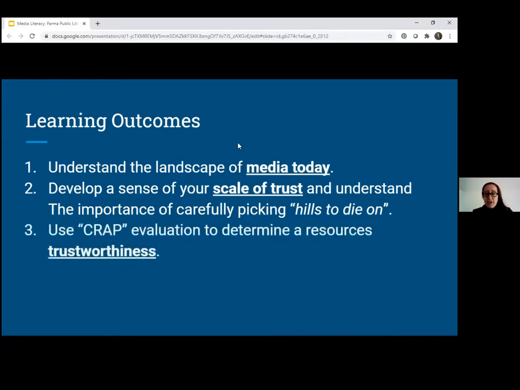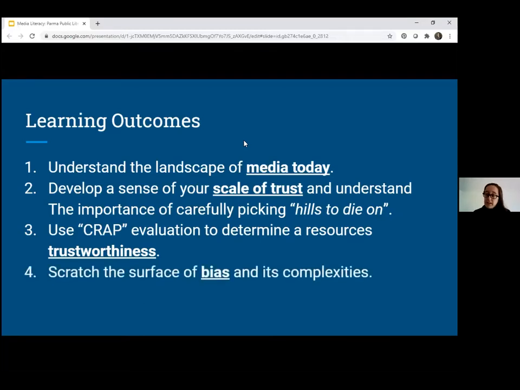And then we're going to use CRAP to evaluate the resource's trustworthiness. It's an acronym, and we're going to go over exactly what that means. But it basically is a very simple 4-step way of checking something's trustworthiness.